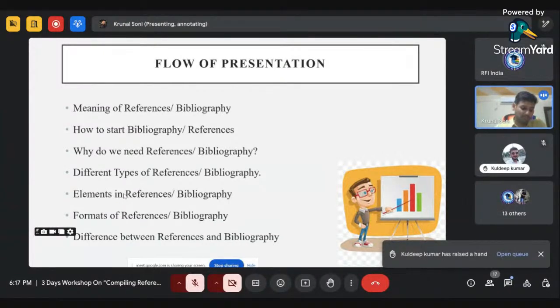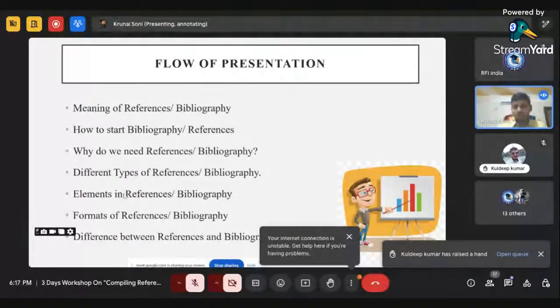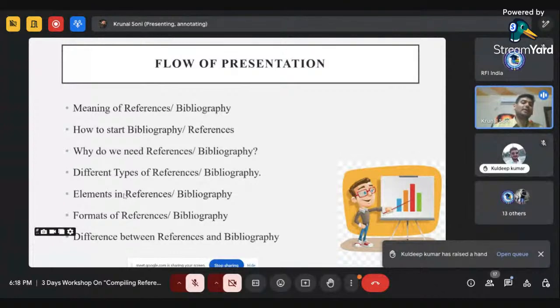Firstly, we will see the meaning of referencing and bibliography. Then we will also see how to start referencing and bibliography. If we are writing a research paper, a research thesis, or a research project, we also need to think about where to begin the referencing and bibliography, right? We need to think about where to start and how to start. These are the talking points for this particular workshop.